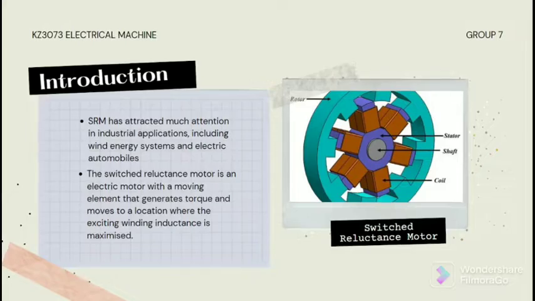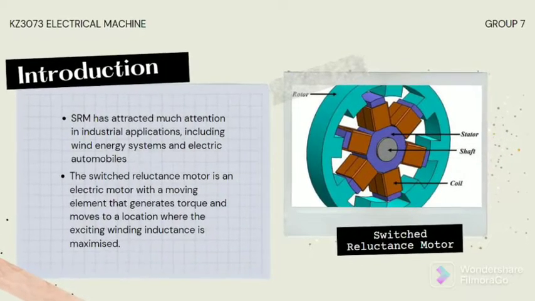Today we from group 7 are going to present our mini project, which is the switch reluctance motor. For the introduction, SRM, the switch reluctance motor, has attracted much attention in industrial applications, including wind energy systems and electric automobiles. The switch reluctance motor is an electric motor with a moving element that generates torque and moves to a location where the exciting winding inductance is maximized. We can see the diagram of the switch reluctance motor in the slide.